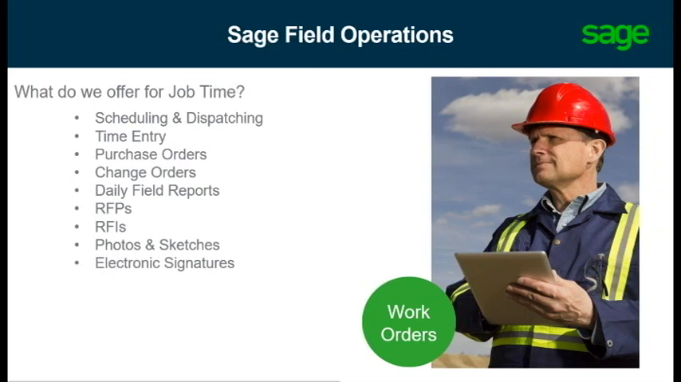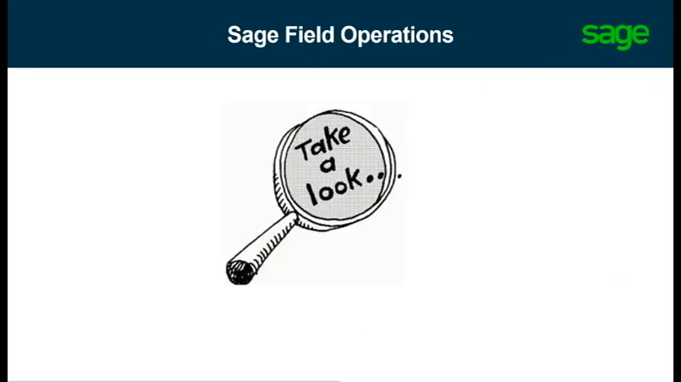We'll also touch upon momentarily purchase orders, change orders, and daily field reports, all pulling directly from a 100 contractor, as well as writing back. RFPs, RFIs, and several different options in terms of photos, sketches, and capturing electronic signatures for forms. And with that brief introduction, let's jump on over into Sage Field Operations.